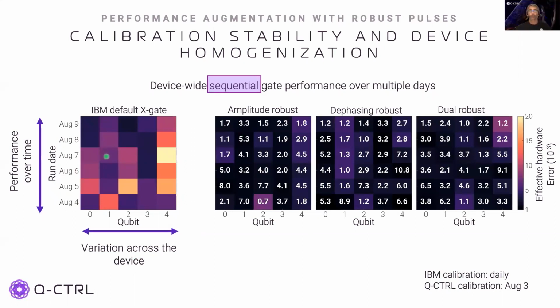This is in strong contrast with the Q-control results that show a much more uniform error per gate across the device and also over time. The stability over time is particularly striking given that our pulses were calibrated on August the 3rd and used throughout the week without further calibration. This is a substantial gain in machine time, as daily gate calibrations can be skipped for these pulses.